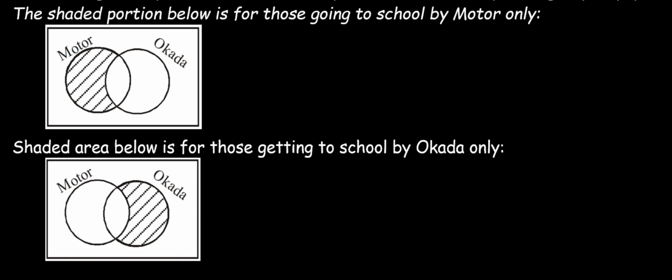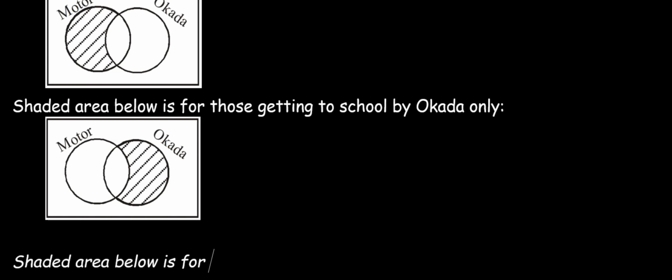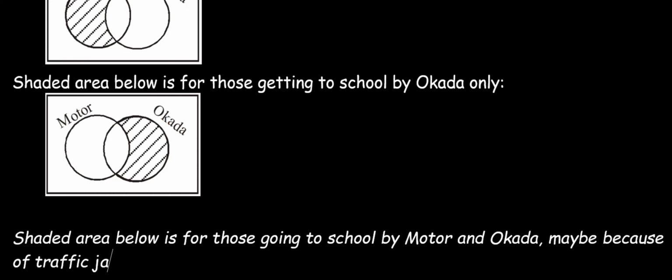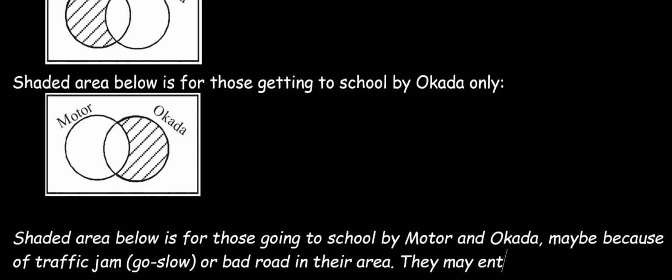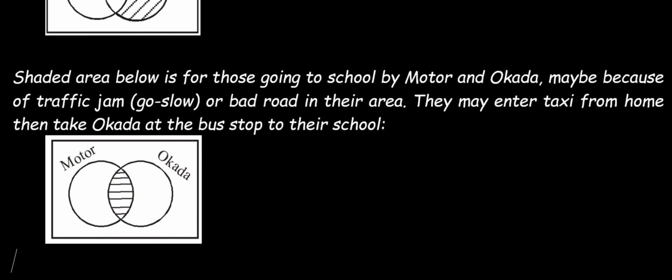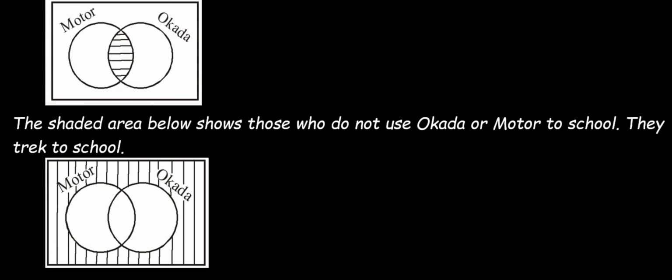Next, the shaded area below is for those going to school by motor and Okada. Maybe because of traffic jam, which we call go slow, or bad road in their area, they may enter taxi from home, then take Okada at the bus stop to their school. Now, usually the other name for this is the intersection between the two circles. Next, the shaded area below shows those who do not use Okada or motor to school. They trek to school.